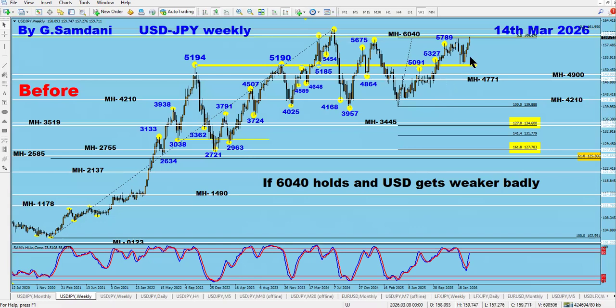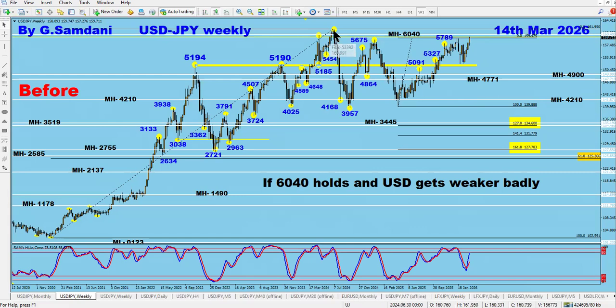Simple as that. If 60-40 holds, what is going to happen? Then USD would have to get weaker badly, because yen is already weak. So this pair will pull to the upside. USD needs to get weaker than yen. That would take some force and a big reason, and then it can come down.